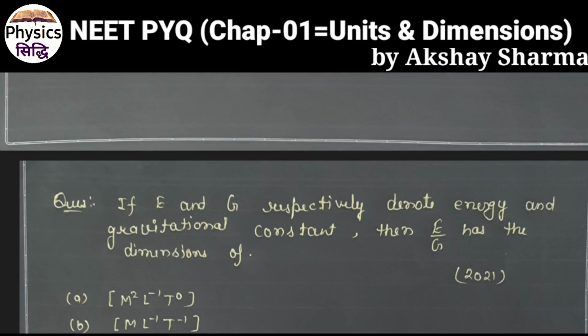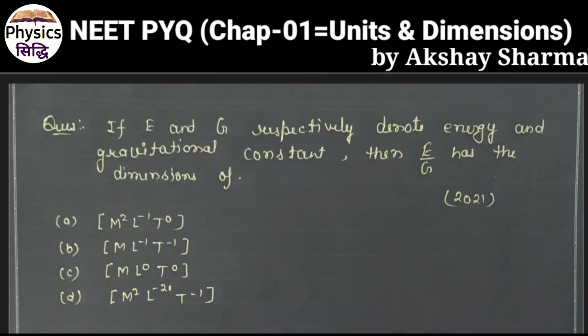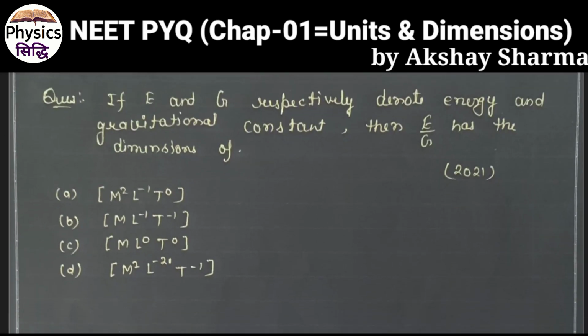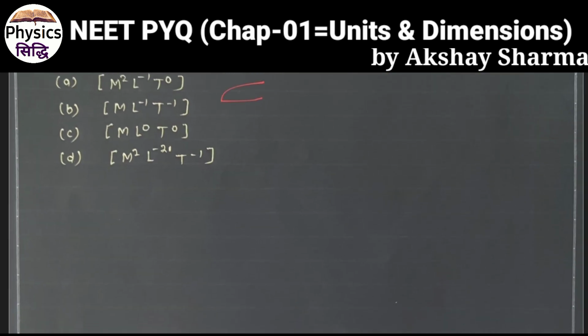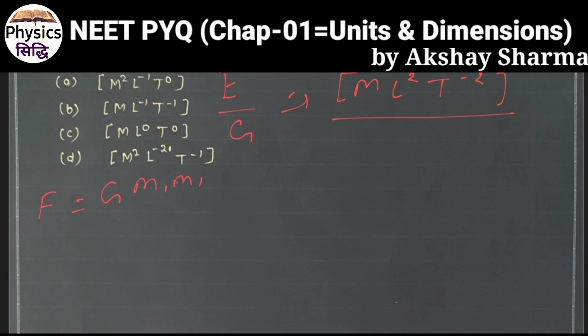Now move to the next part. If E and G respectively denote energy and gravitational constant, E upon G has the dimension of. It is quite a long question, but pretty simple. E is energy, ML²T⁻², and G is the gravitational constant. For gravitational constant, F is equal to G m1 m2 upon r square, so G is F r square upon m1 m2.